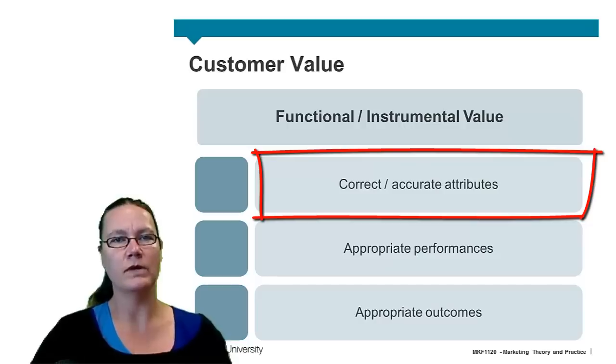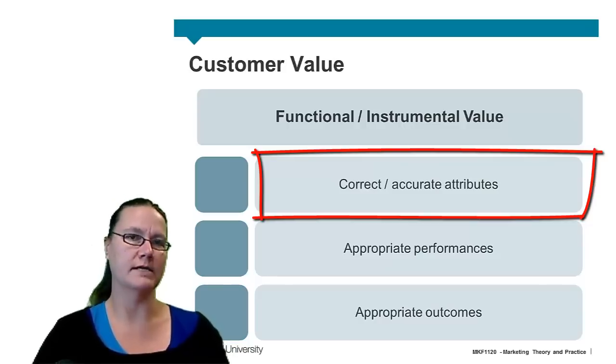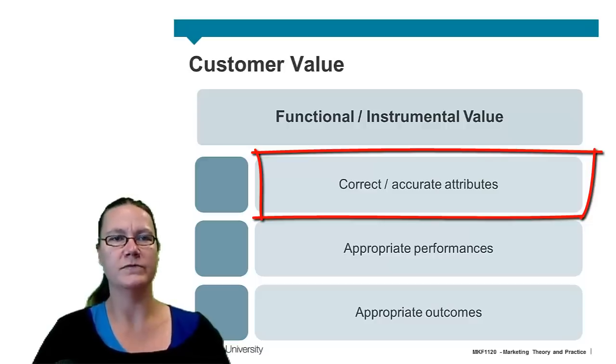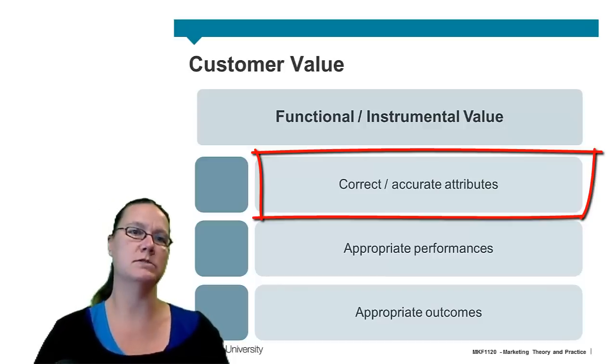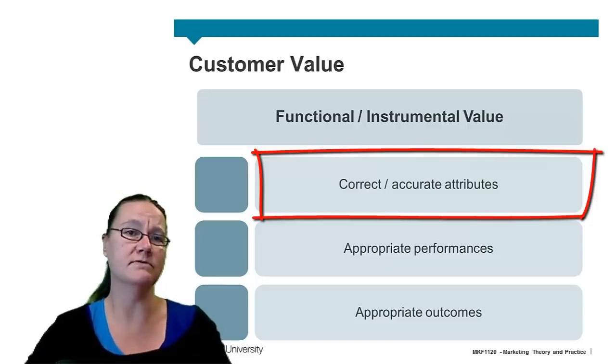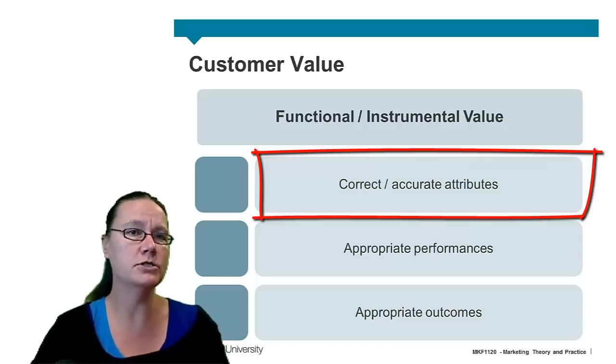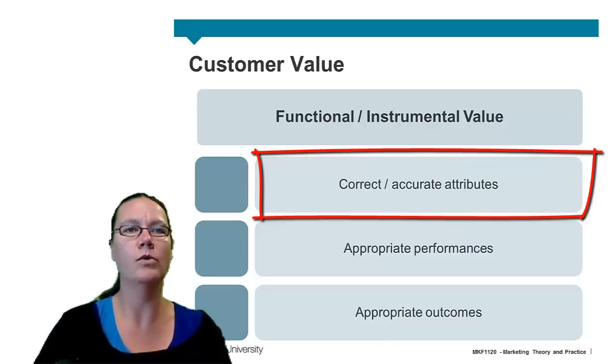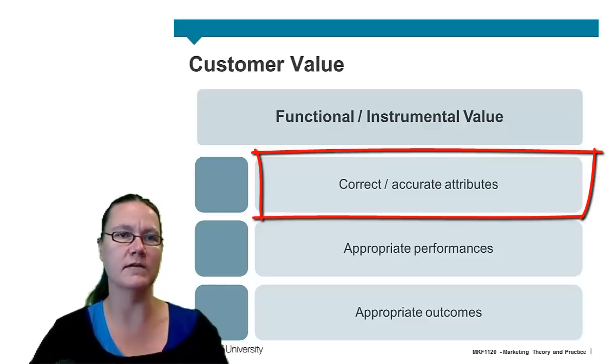Now, of course, the things that we're looking for is, does the product have the correct attributes? Does the car have the elements that we need? Does it contain all the bits that we want? And of course, we can make choices about products and how many attributes they have. Do we just want the most simple model of the product, or do we want one that has lots of different elements to it?